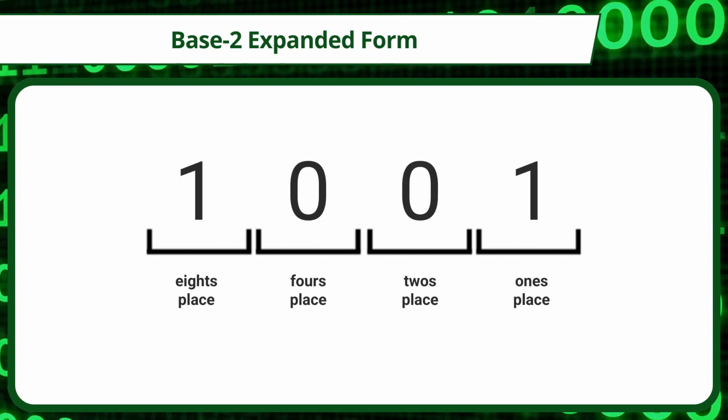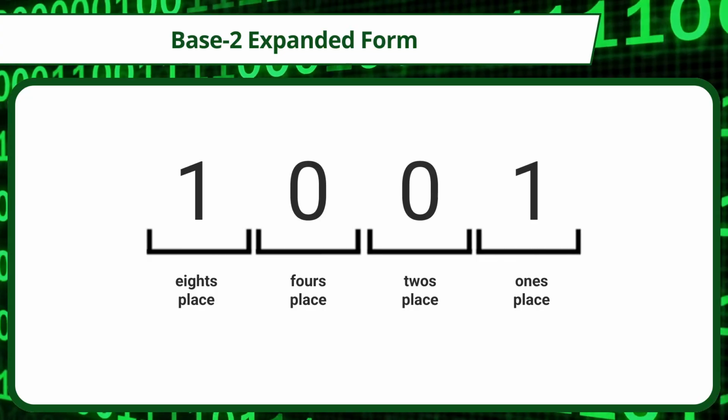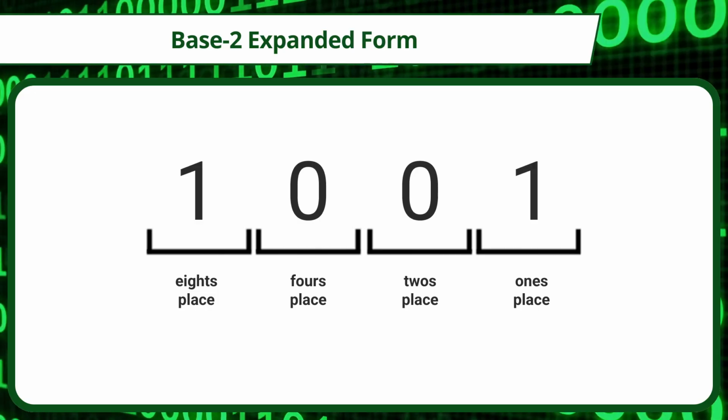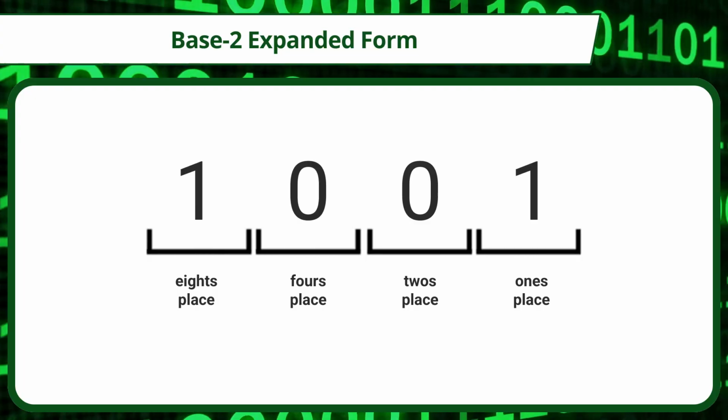Expanded form means taking the ones and adding up the value of the positions where they appear. If a digit is 0, we can skip it. With binary, zeros still act as placeholders, but they do not contribute to the total value of the number.